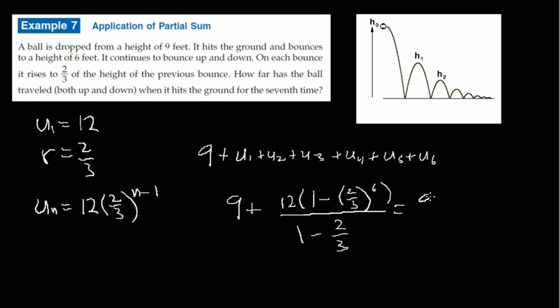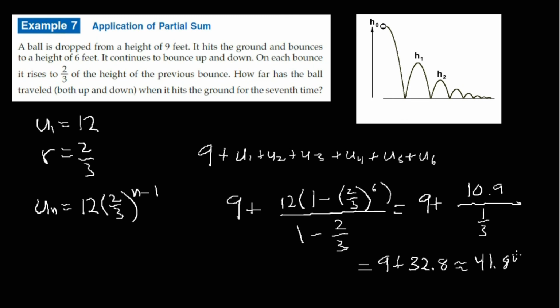So this is 9 plus, well, 12 times 1 minus 2/3 to the 6th power comes out to be about 10.9, and 1 minus 2/3 is 1/3. So this becomes 9 plus, and it's about 32.8. So the ball travels about 32.8 feet in 6 bounces plus the initial height of the 9 feet for about 41.84 feet.